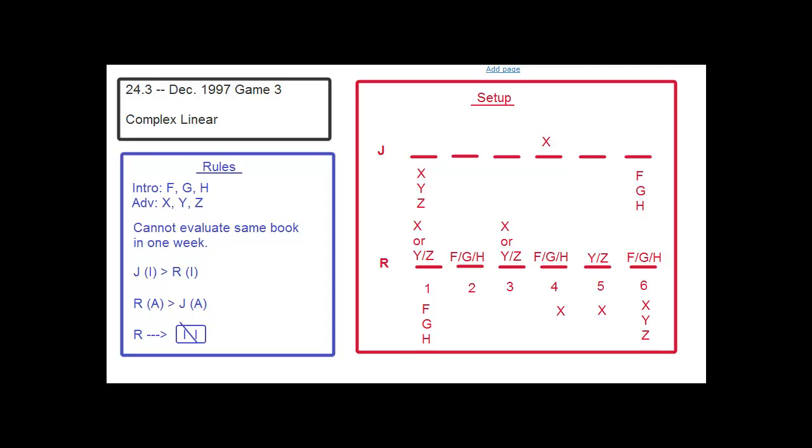Now let's think about the effect of what we just figured out on Juarez. One thing that might come to mind right away is that if Juarez can't do F, G, and H on day 6, then he's obviously going to have to do X, Y, or Z. But he's already done the X here. So this for Juarez has to be a Y or a Z.